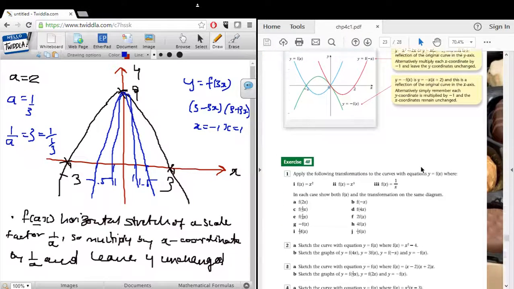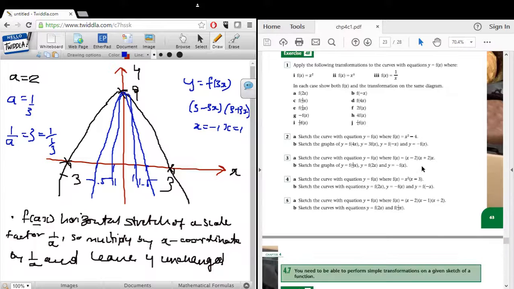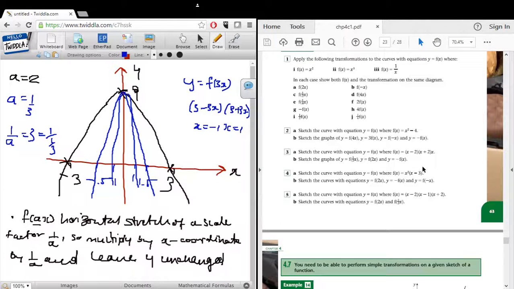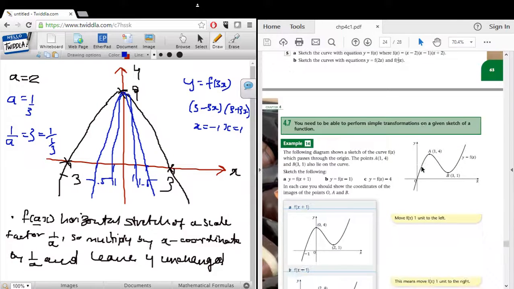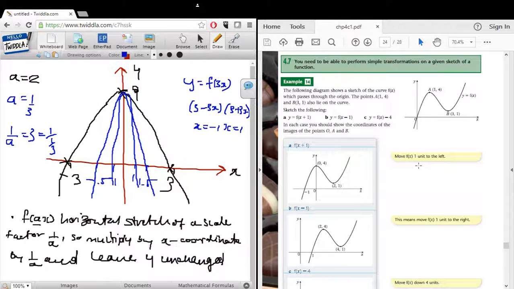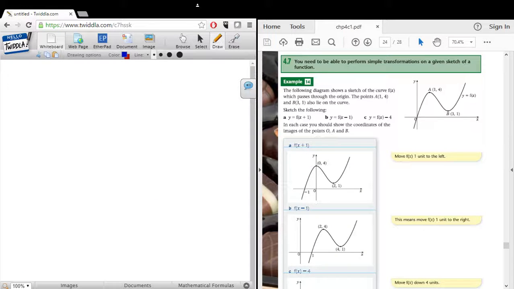Some more examples, and these are just exercises for you to do now without any examples, so it's throwing you more into the deep end. Please do work through them, try to figure them out. Okay, so 4.7. You need to be able to perform simple transformations on a given sketch of a function. So this is very simple. Once again, they're basically wording these questions a little bit more to get you thinking, but it's exactly the same operations as you've done before.